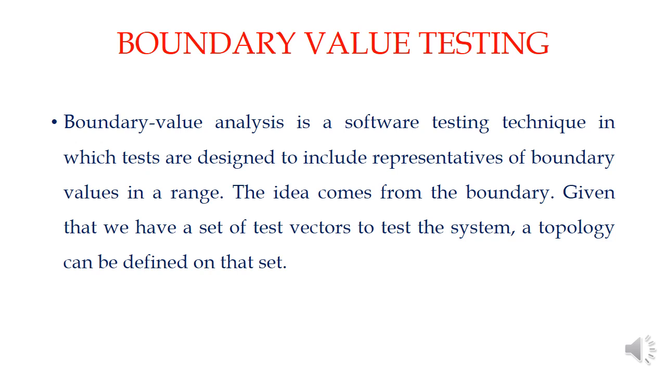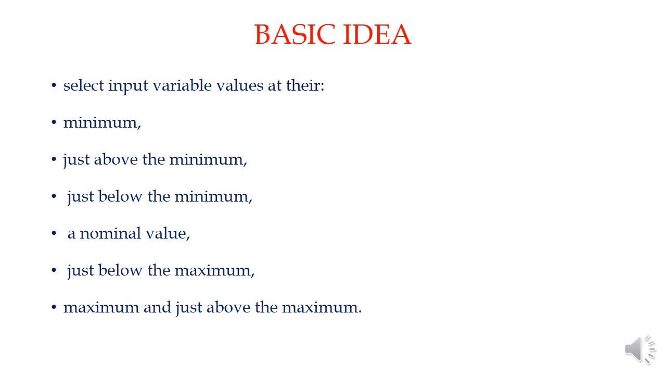Given that we have a set of test vectors to test the system, a topology can be defined on that. So, the basic idea for boundary value testing is to select input variable values at their minimum, just above the minimum, just below the minimum, a nominal value, just below the maximum, the maximum, and just above the maximum.